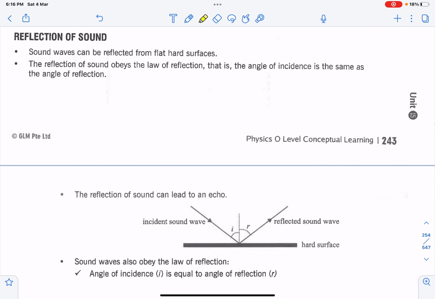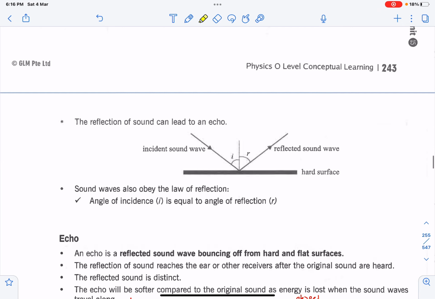Next, we look at reflection of sound. Because sound is a wave, it also follows some principles like light, whereby sound can be reflected from a flat hard object. Since the reflection of sound obeys the law of reflection, the angle of incidence has to be the same as the angle of reflection over here.